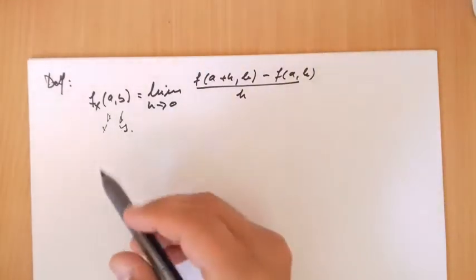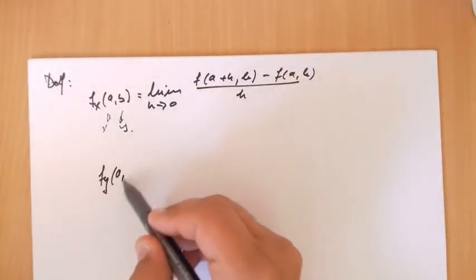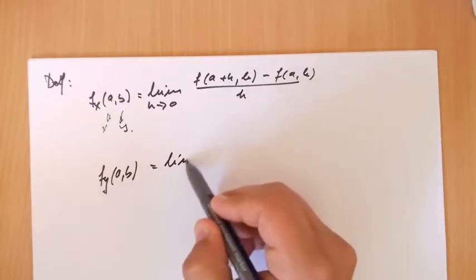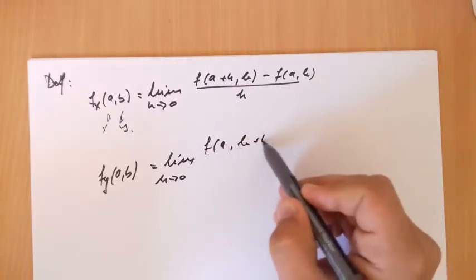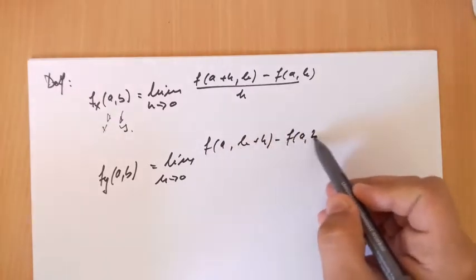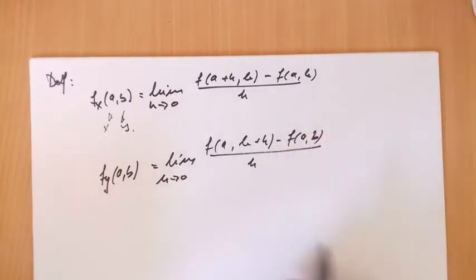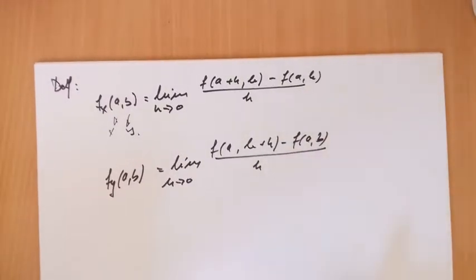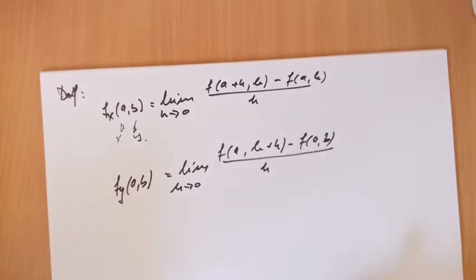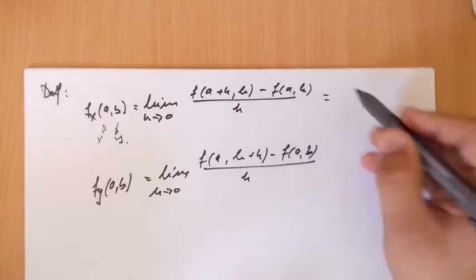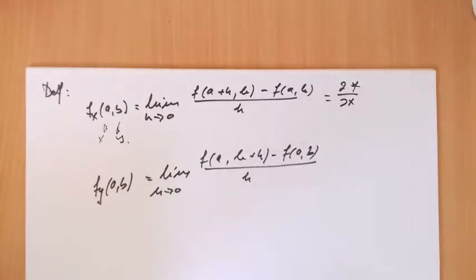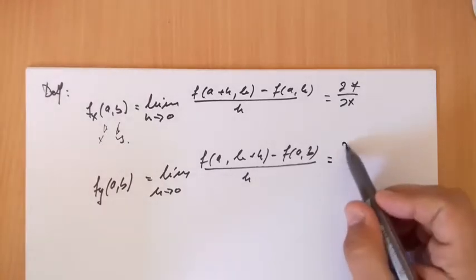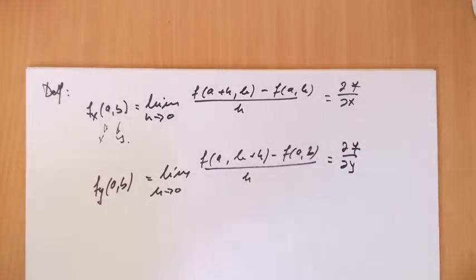So we also have the partial derivative with respect to y, which is the limit as h goes to 0 of (f(a, b + h) - f(a, b)) divided by h. So we can write this as partial of f, partial of x, and this one as partial of f, partial of y.